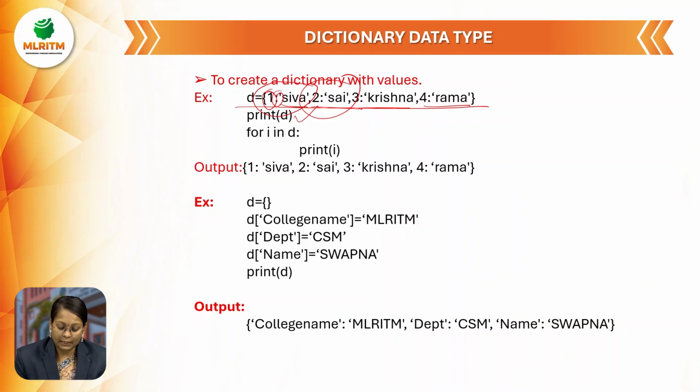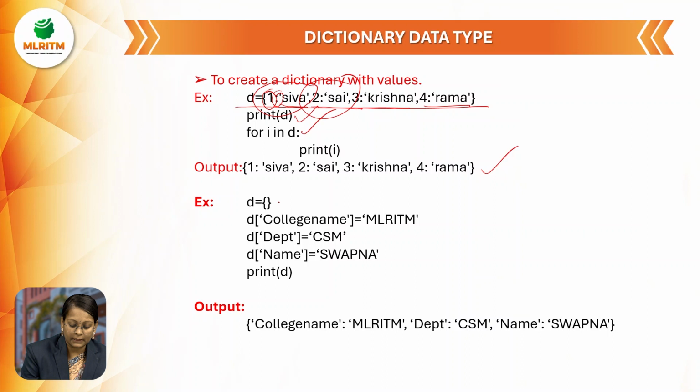and we can also use a for loop for printing the dictionary. Then we get the output in curly brackets. Example.